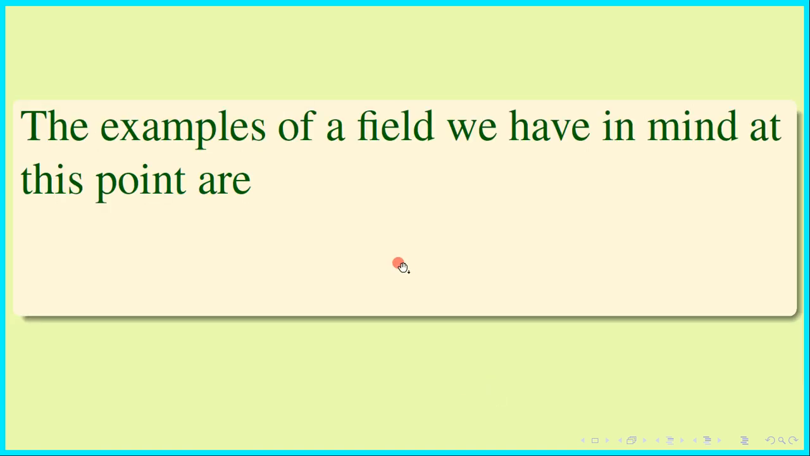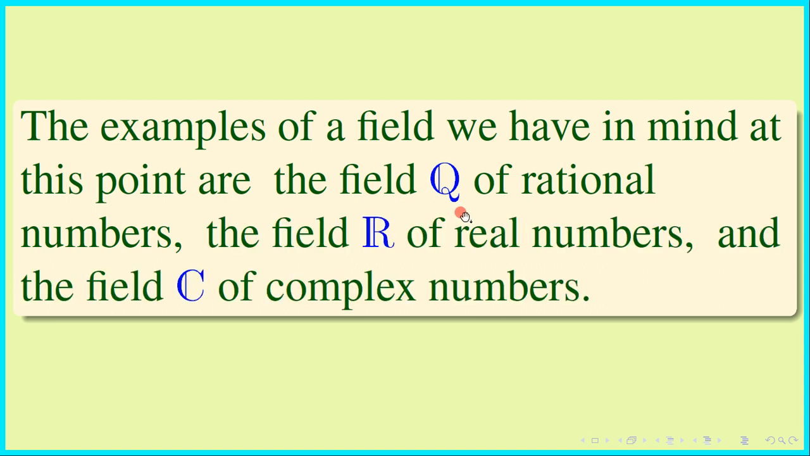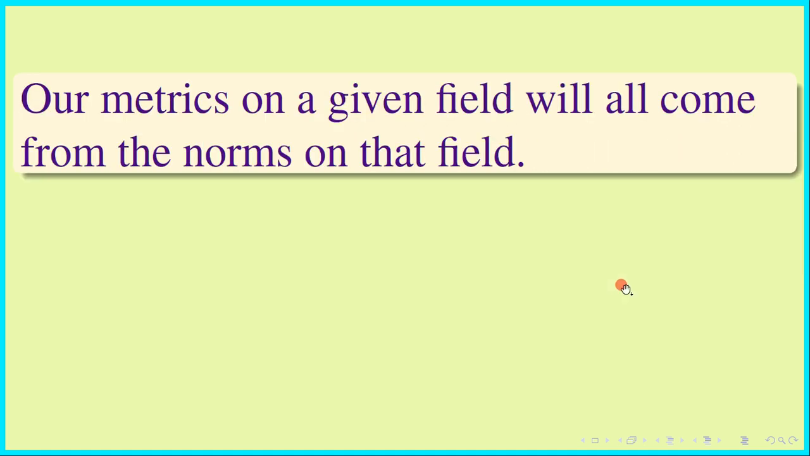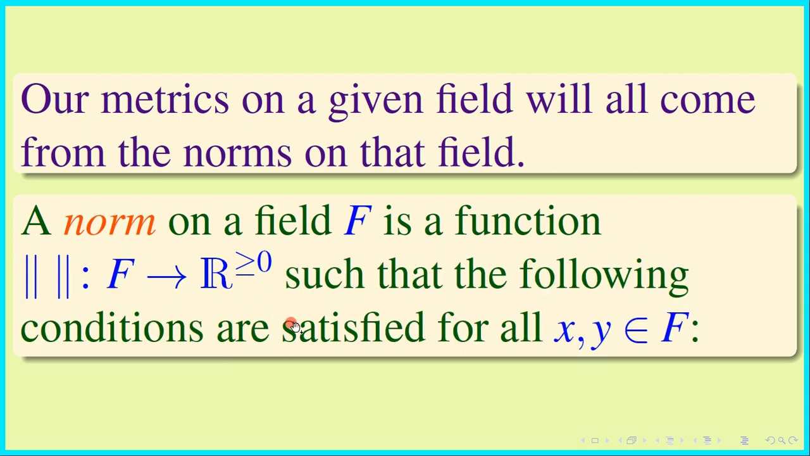The examples of a field we have in mind at this point are the field of rational numbers, the real numbers, and complex numbers. Our metrics on a given field will all come from the norms on that field. A norm on a field F is a function, this double line, from F to non-negative reals, such that the following conditions are satisfied for all x, y in F.